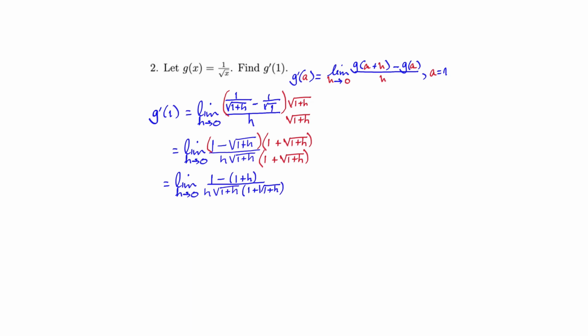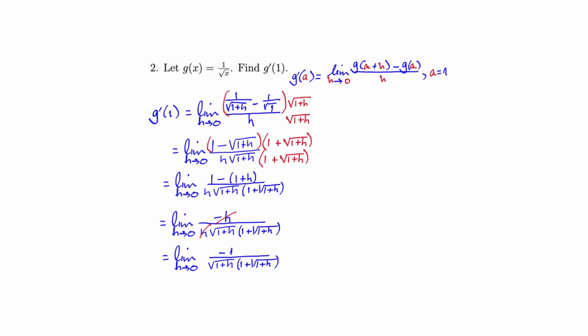So now check it out. If I simplify the numerator, I have 1 minus 1 minus h. Well, 1 minus 1 is 0, so I'm just left with minus h. And then the denominator stays the same. But check it out, we got some cancellation we can do here. Boom, boom. And what we're left with is the limit as h approaches 0 of negative 1 over square root of 1 plus h times 1 plus square root of 1 plus h.